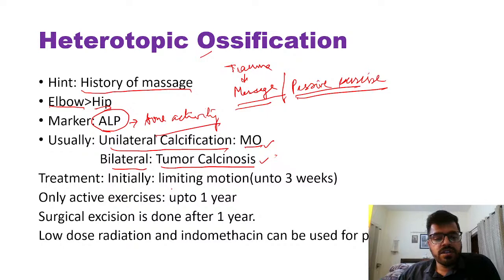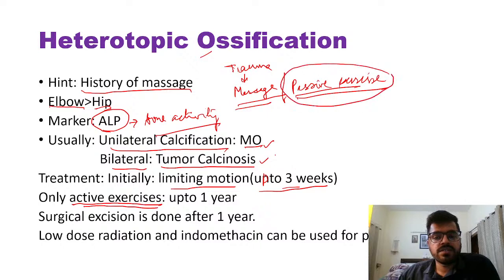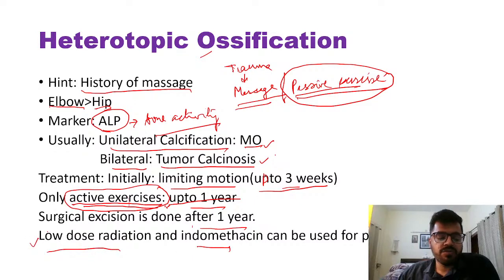Treatment is initially limiting the motion. Up to 3 weeks, we limit the motion. Then we start only active exercises. We don't give passive exercises. Someone else will not do the exercise, the patient himself will do it for himself. No one will stretch his hand or leg passively. That is done for up to 1 year. After that, surgical excision is done after 1 year. Low dose radiation and indomethacin can be used for prevention with doubtful efficacy.